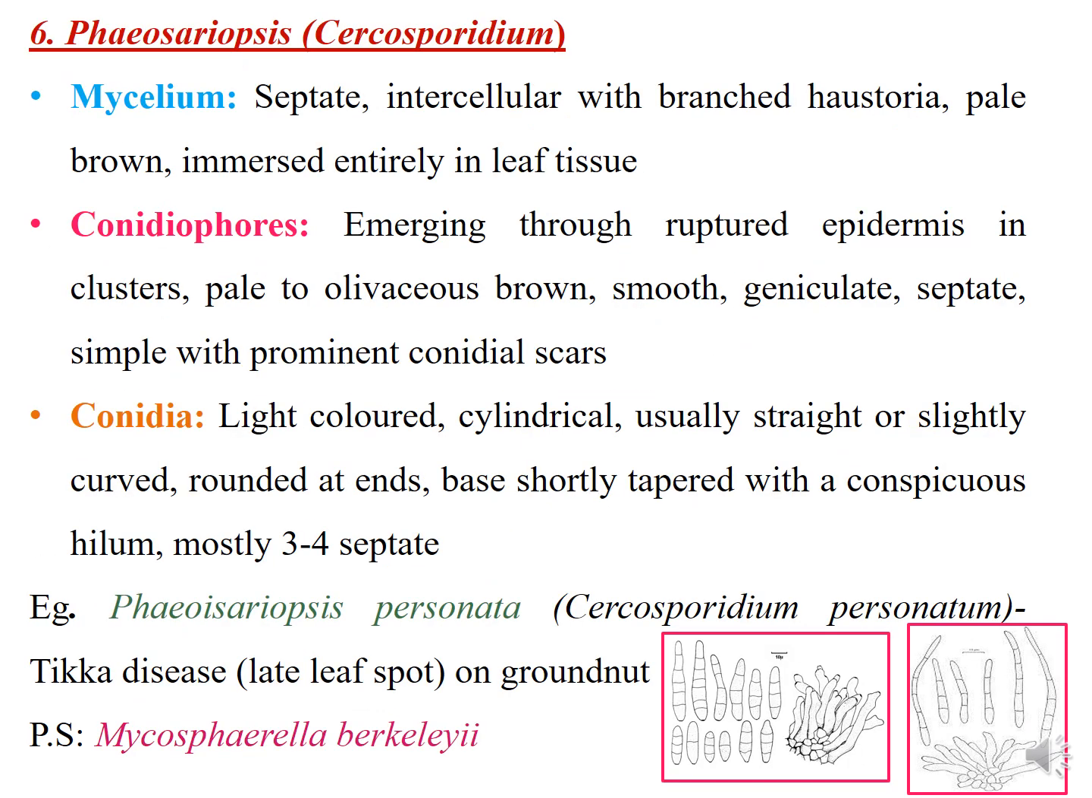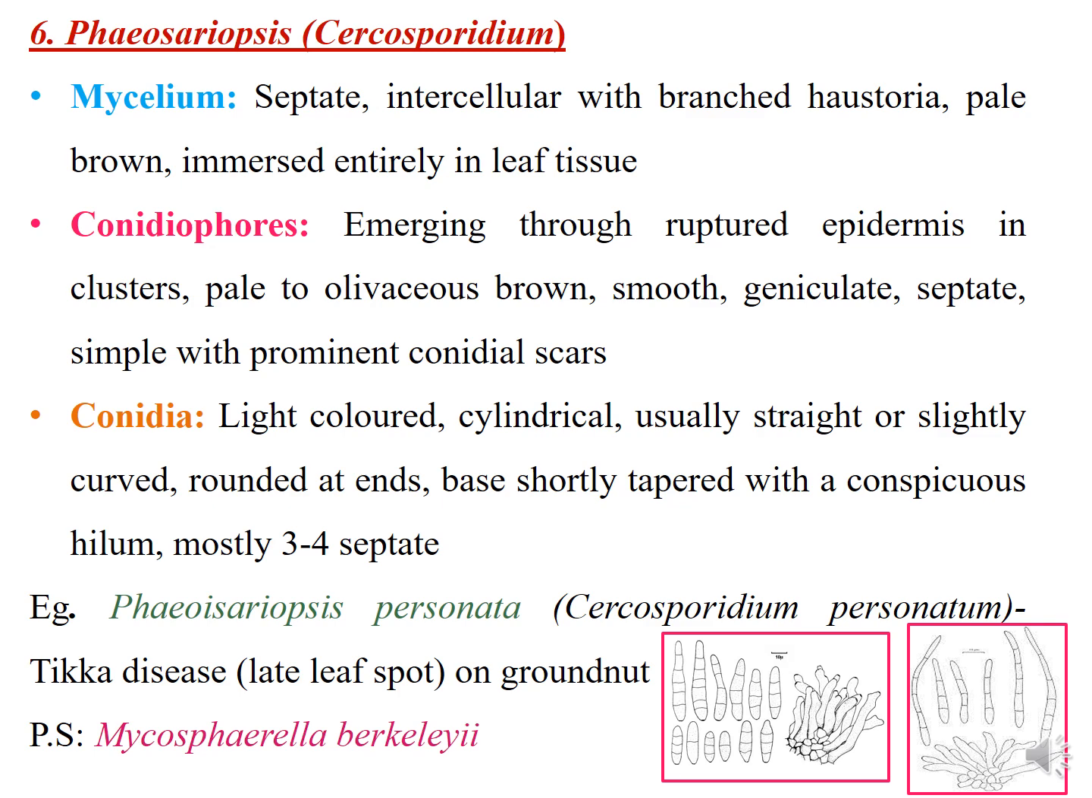Coming to another genus, Phaeoisariopsis, which is also known as Cercosporidium. Here the mycelium is septate and intercellular, that is, the mycelium spreads between the host cells. Intracellular means it penetrates within the cell, but here it is intercellular with branched haustoria. It sends haustoria into the cells to absorb nutrients from the host tissue. It is pale brown in color and immersed entirely in the leaf tissue, spreading between the cells.